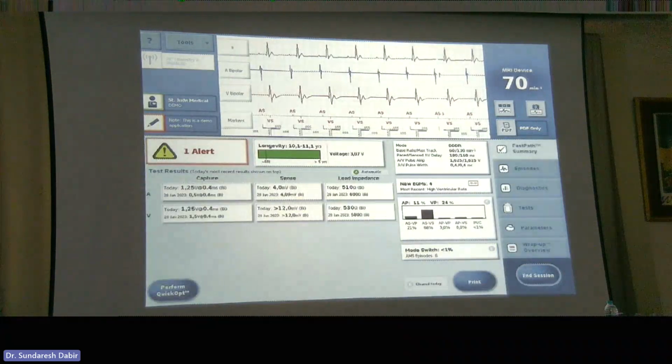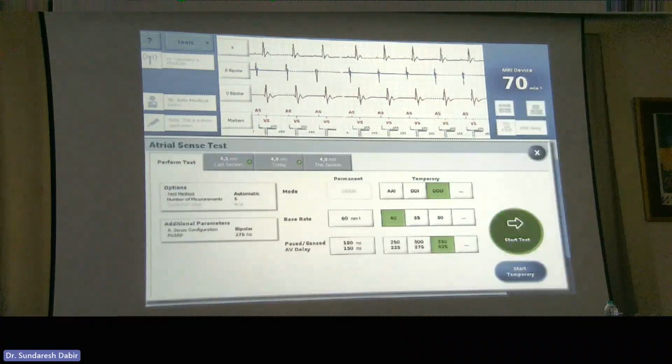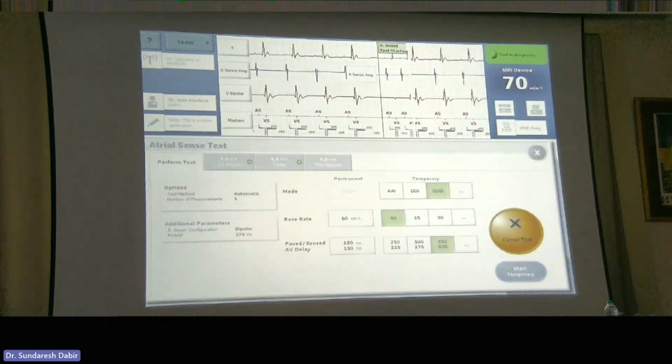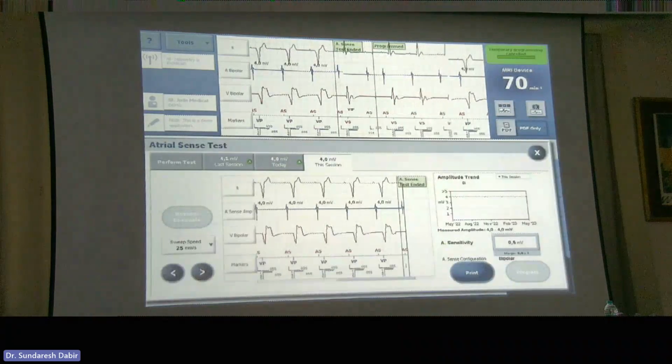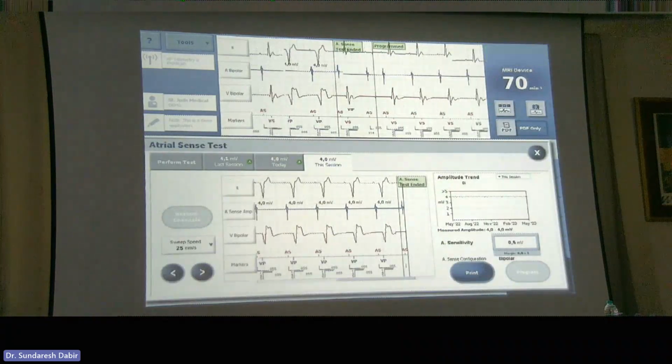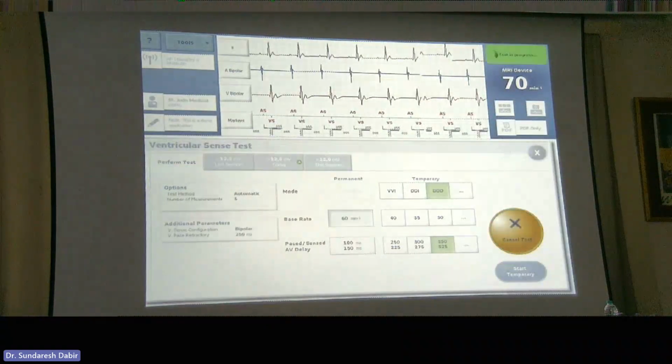So, sensing parameters. P waves of more than 0.5 millivolt can be acceptable, and during implant, more than 1 millivolt is acceptable. During follow-up, more than 0.5 can be manageable. For R waves, anything more than 2 millivolts is acceptable. During the implant, R waves of more than 5 millivolts are very important.